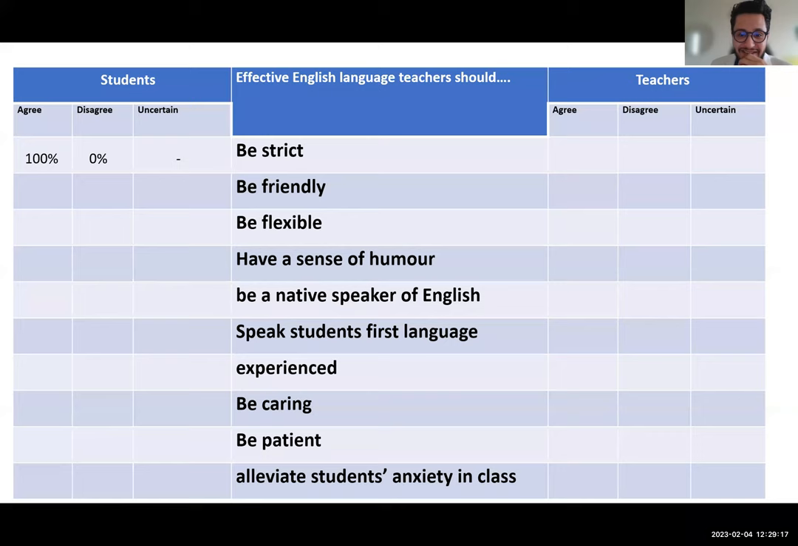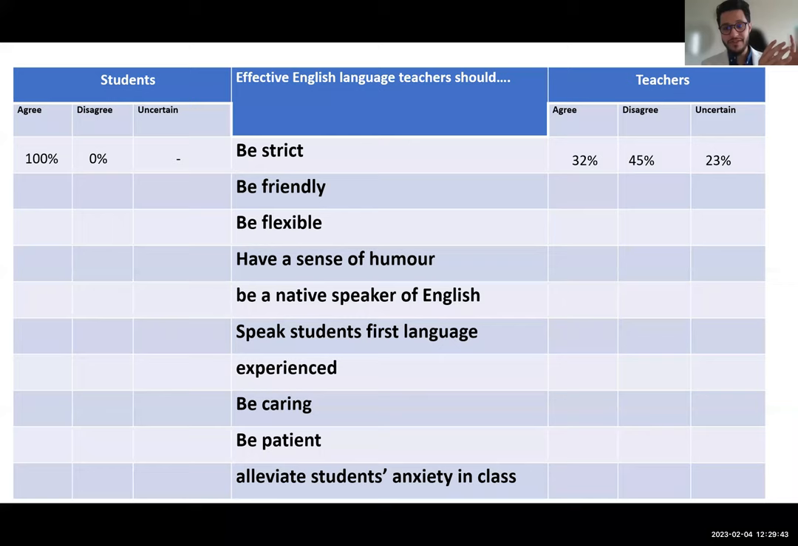Agreed, 50%, 80% agreed, 90% disagreed. Okay, so let's see. In terms of teachers, look at the results. 32% only agreed, 45 disagreed, 23 were uncertain. And you see, just from the item, you can see how different the opinions are between the teachers and students.